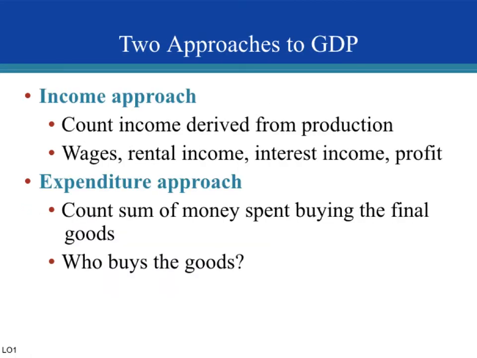Okay, and there are two approaches to calculating GDP. The first approach is called the income approach. This is where we count wages, rental income, interest income, and profit, because these are all income that is derived from production. And then there's also the expenditure approach, and this is where we count the amount of money spent buying the final goods.